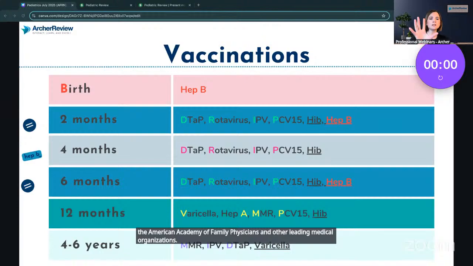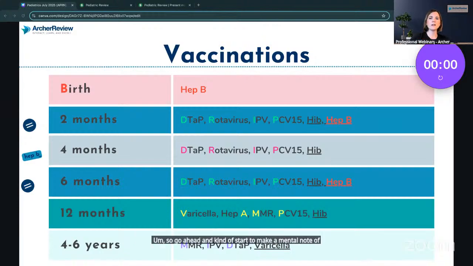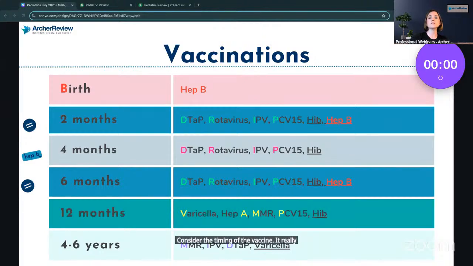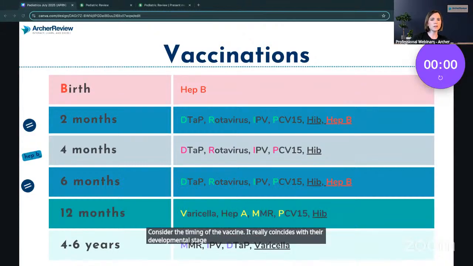So go ahead and start to make a mental note of when you start to give certain vaccines. Consider the timing of the vaccine. It really coincides with their developmental stage and their susceptibility to the disease at that specific stage of life.